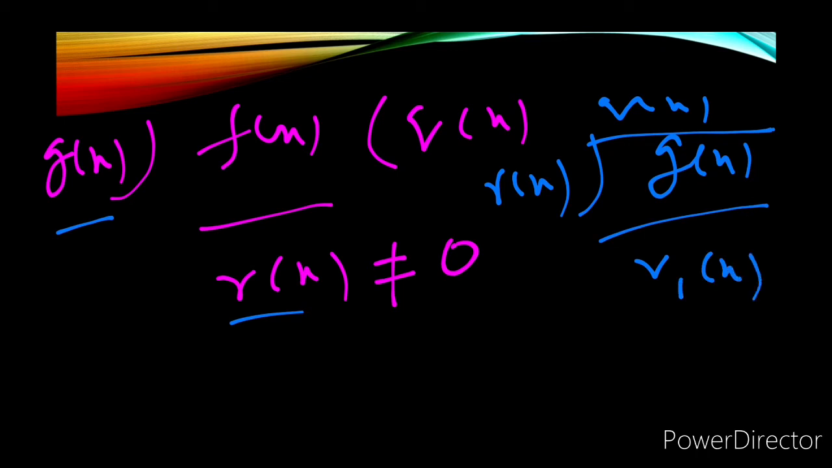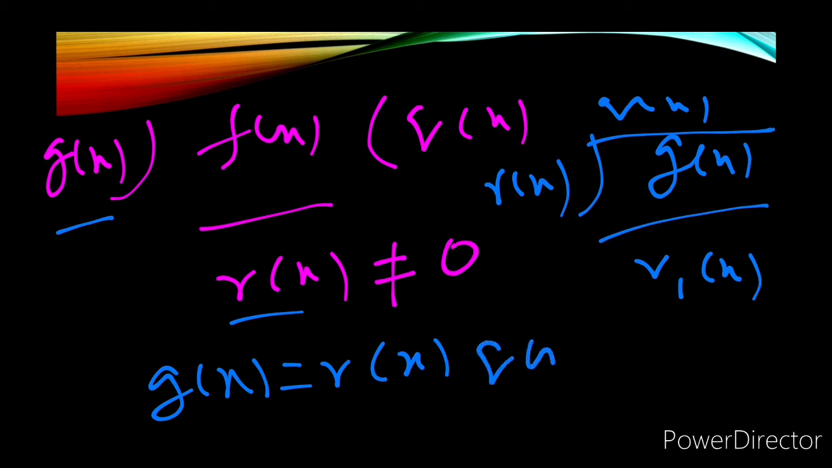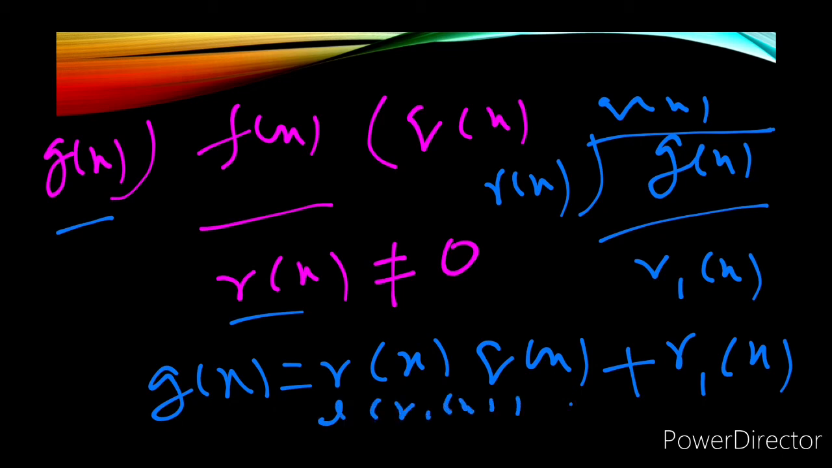Do you understand this? That is, how can we write g of x? g of x is equal to r of x into q of x plus the remainder r1 of x. So, the condition is that the degree of r1 of x is less than the degree of r of x. This is the condition.